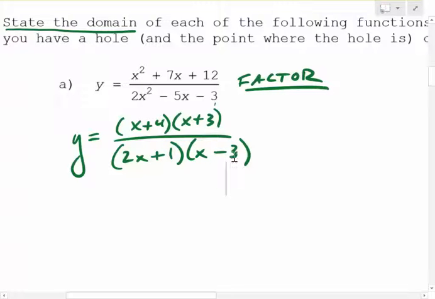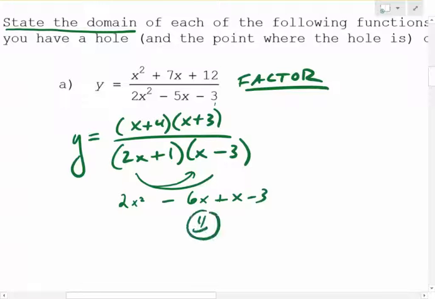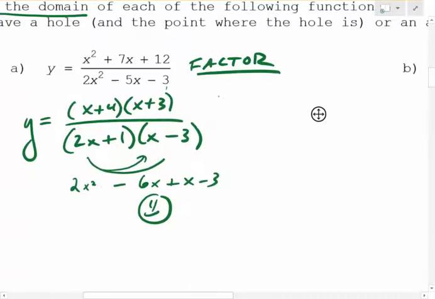What should you always do, even when you're really sure it's correct? Check. Please do. 2x squared minus 6x plus x minus 3. Does it work? Oh, it does. Before you cancel, this is where you find the domain. Can someone tell me what are the two things that x can't be? X cannot be negative half or 3. Because if you plug in either of those numbers, what happens to the denominator? It becomes 0.